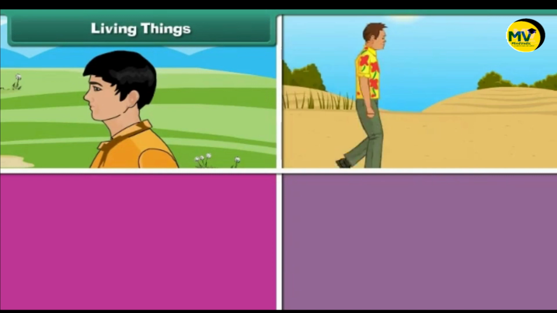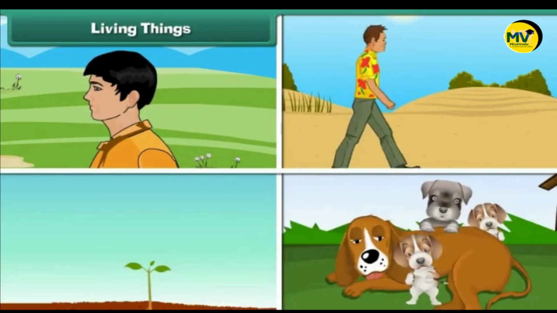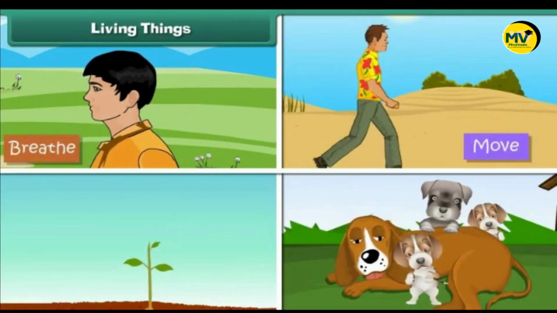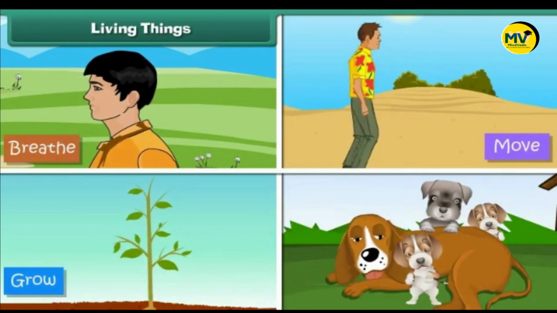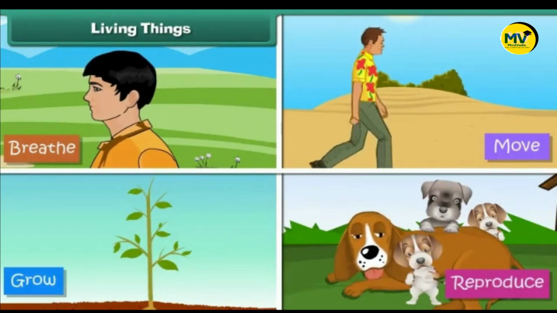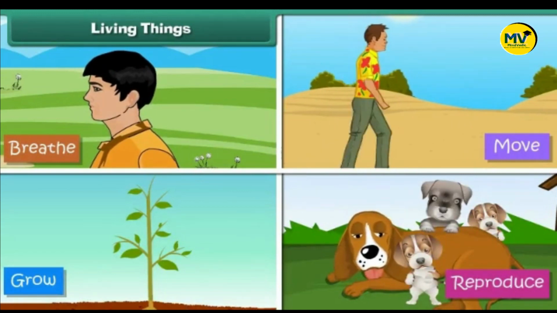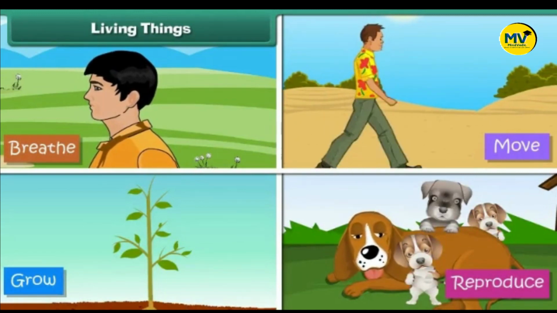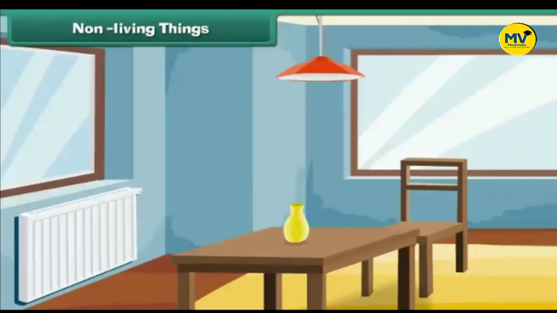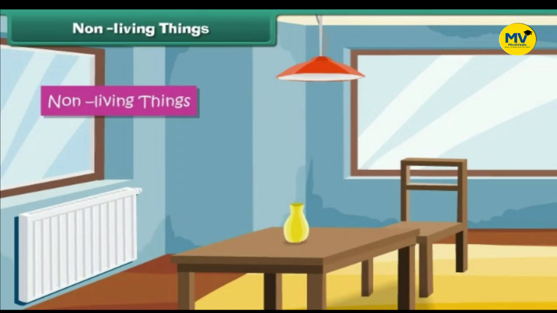Living things. Living things breathe, move, grow, and reproduce. Living things have sensation. They eat food and remove waste. Non-living things. Non-living things do not breathe, grow, or reproduce. They do not have sensation.